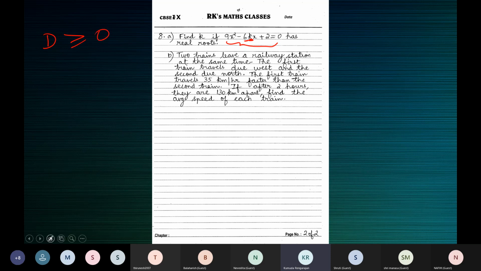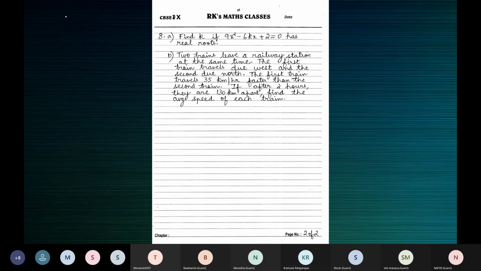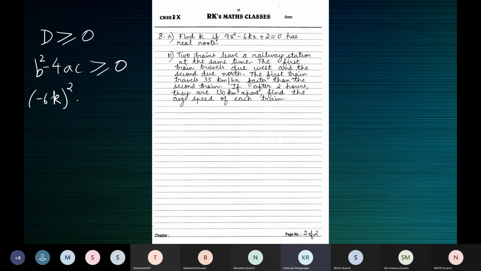We need to write the condition first. The condition is discriminant greater than or equal to 0 for real roots. That means b squared minus 4ac is greater than or equal to 0. So what is the value of b, children? From the quadratic equation, what's the value of b? Minus 6k, the whole square, minus 4 into a. What's the value of a? 9 into 2, greater than or equal to 0.